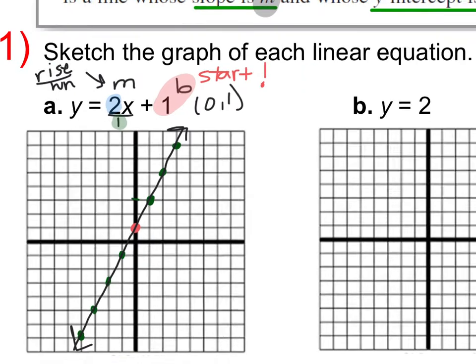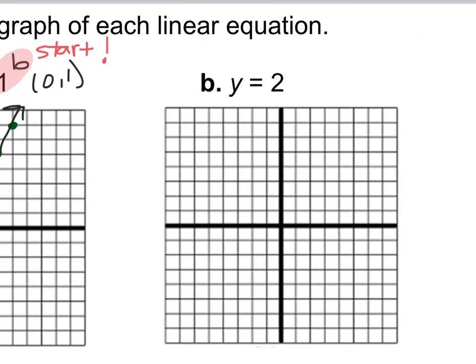Now letter B just gives you y equals 2. There's no x value here, so no x means the slope is 0. So then your b value is your y-intercept, which is 0, 2, so we go up to 0, 2. And then a 0 slope means up 0 over 1. So up 0 over 1, over 1, over 1. So it's a horizontal line.